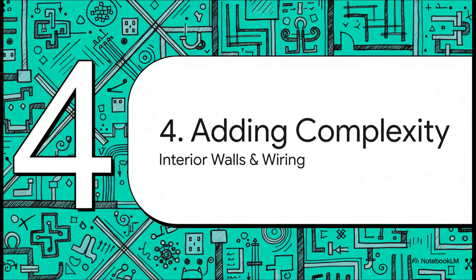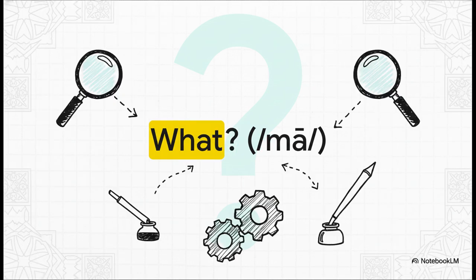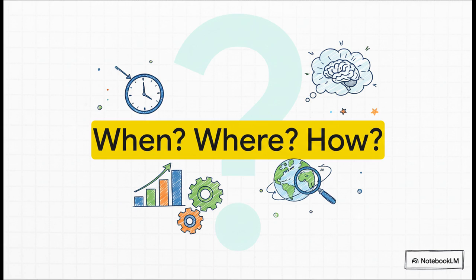So, we've got a functional house. Now it's time for stage 4. This is where we add the interior walls, the detailed wiring, all the stuff that makes it a sophisticated home. This is where we add complexity and nuance. To add all that nuance, you need the right tools to ask questions. The blueprint introduces question words really methodically. You start with the absolute basics, like who, and of course, what, before you build out your toolkit with when, where, and how. These are the tools that let you add layers of detail and really understand the world in a much richer way.